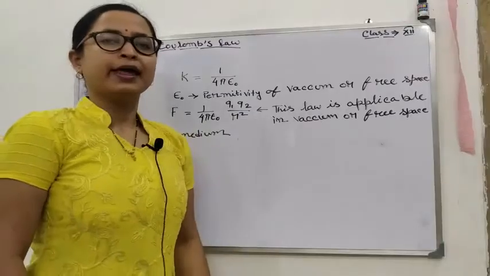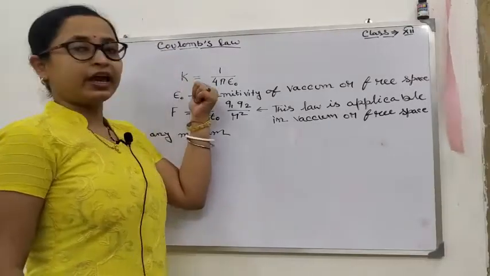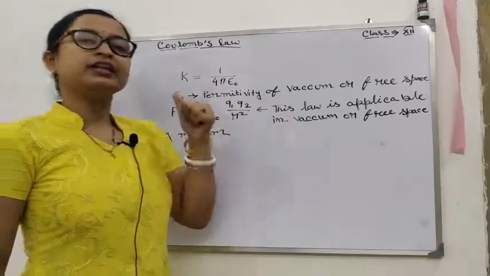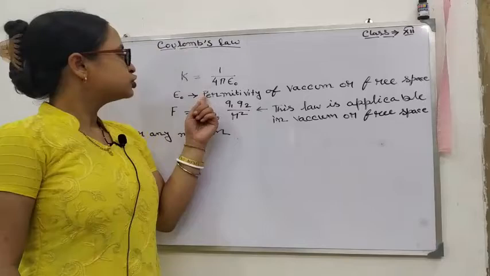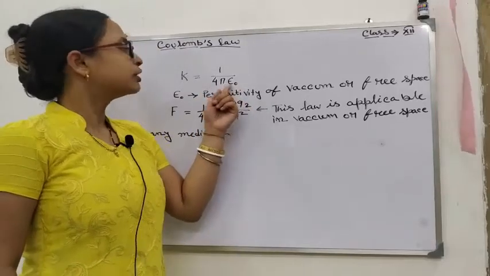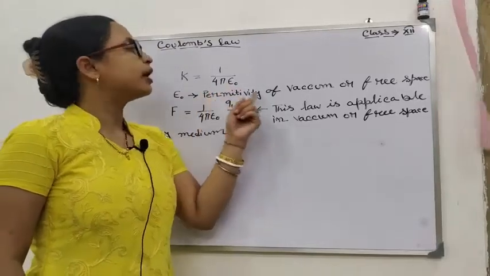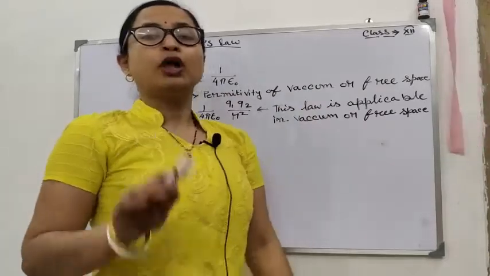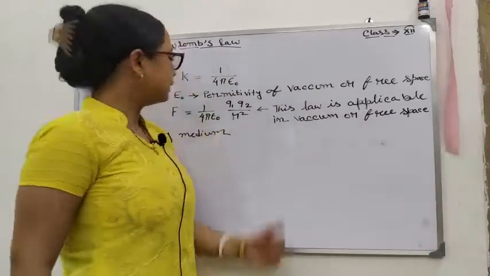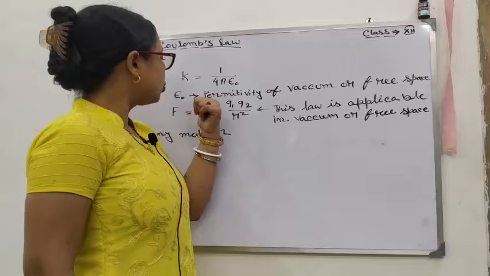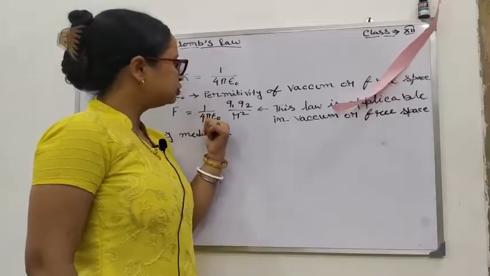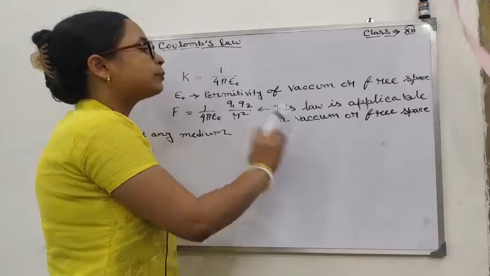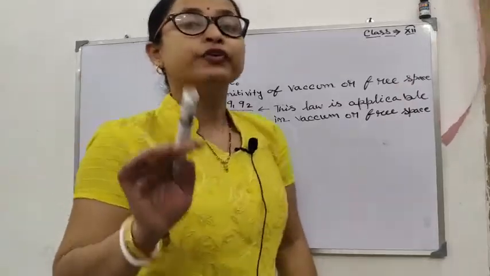The formula of k is basically k is equal to 1 by 4 pi epsilon naught. Epsilon naught is also a constant, known as permittivity. Epsilon naught is the permittivity of vacuum, or you can say free space. So the formula of Coulomb's law can also be written as F is equal to 1 by 4 pi epsilon naught q1 q2 by r square. Remember, this law is applicable only for free space.